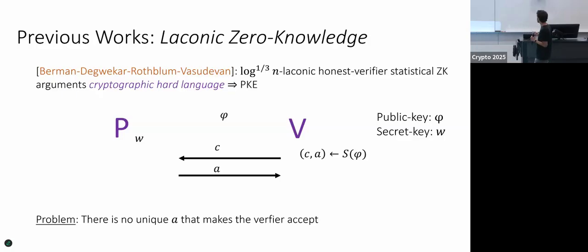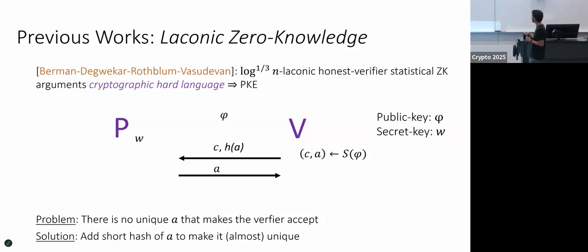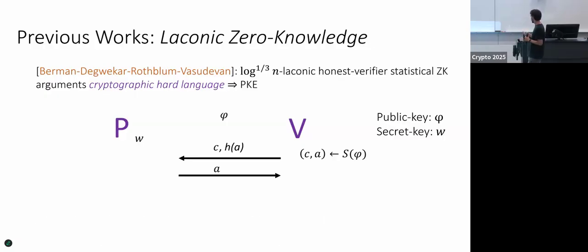But of course, if we just change the verifier so that he will accept a single A, maybe the prover doesn't know which A the verifier is going to accept, and we lose soundness. So the solution of Berman et al. is to send additionally to C a short hash of A, which will help the prover to find the right value of A. And the point is that given C, we can execute the prover with the witness to sample A from the right distribution. And we actually, not only can we sample A from the right distribution, we can sample many times.